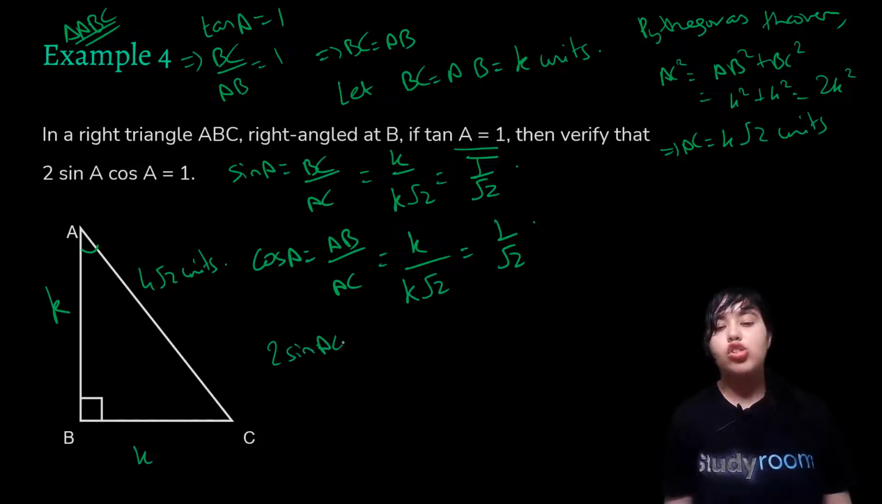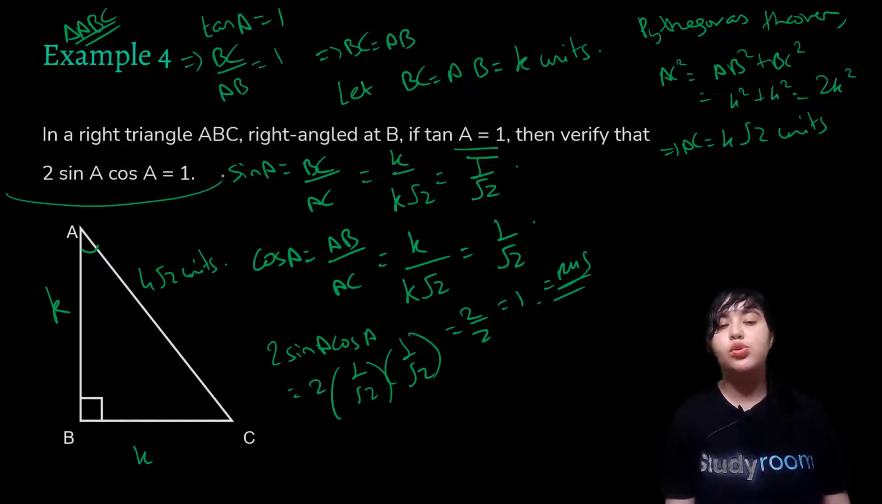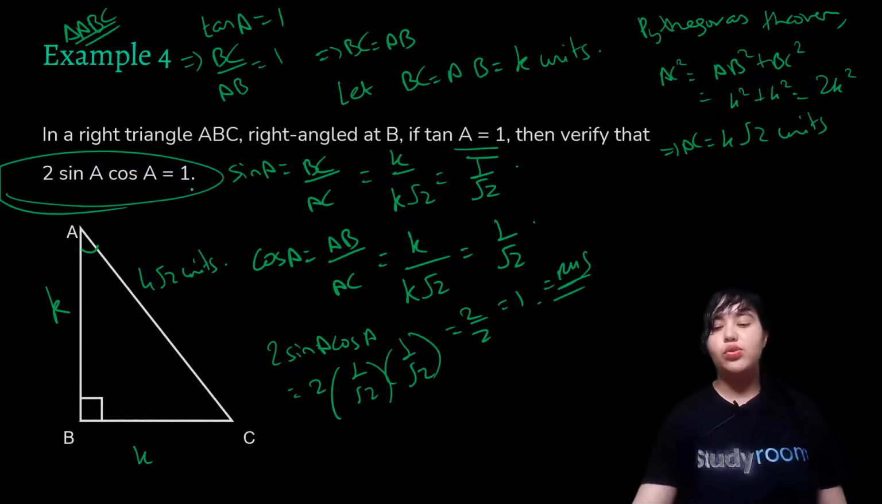Now we need to find out 2 sin A cos A. That will be 2 into 1 by root 2 into 1 by root 2. Root 2 into root 2 is 2. So 2 by 2 is equal to 1. And that is your RHS, and hence we've proven that 2 sin A cos A is equal to 1.